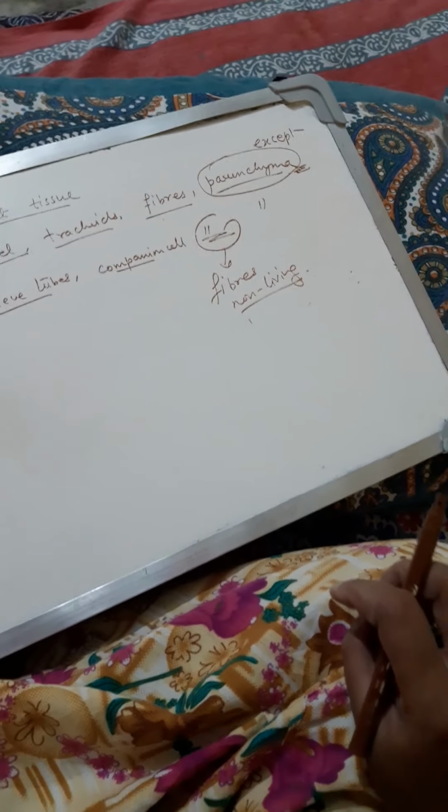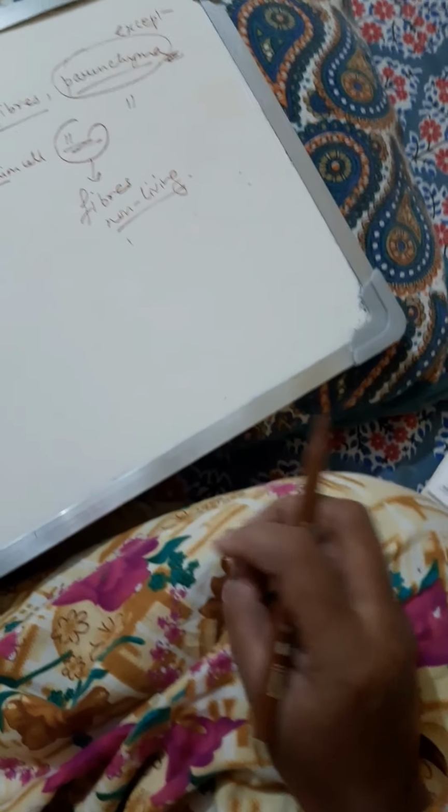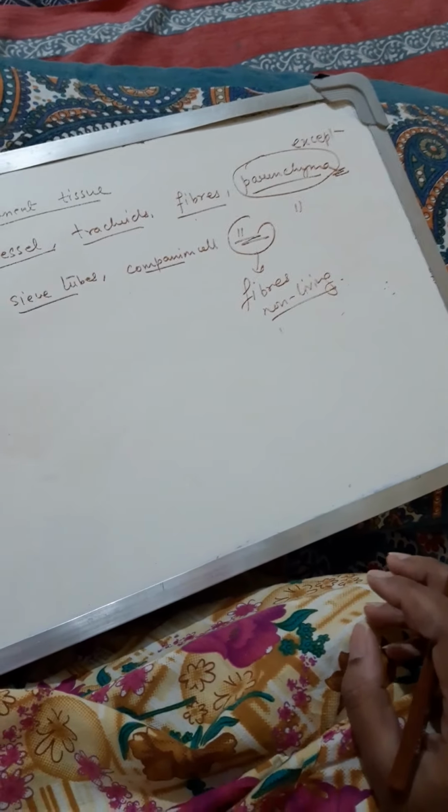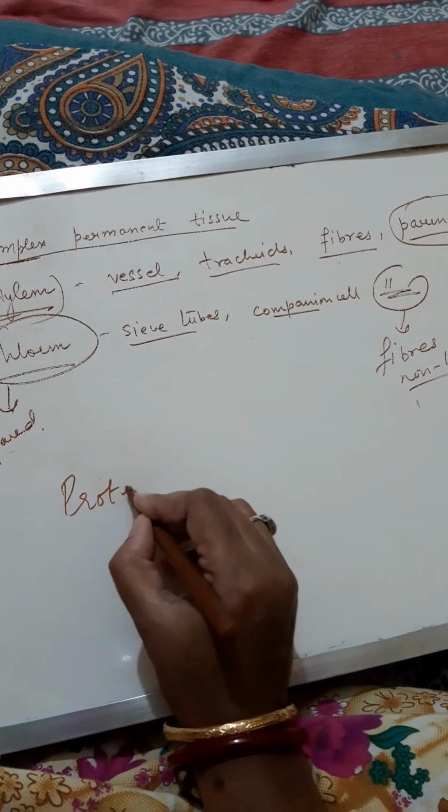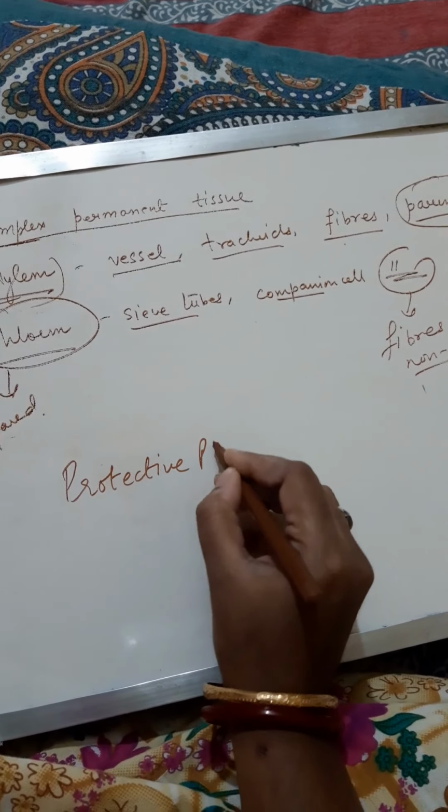Apart from this, in some books, though it is not a very important thing, still you should know that there is one more part which is called protective plant tissue.